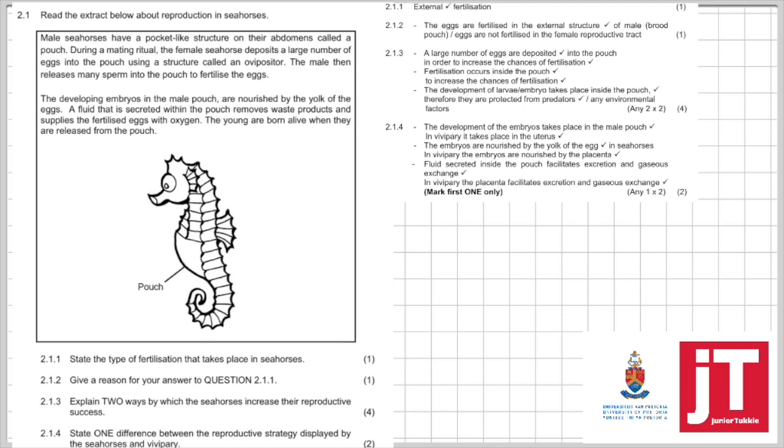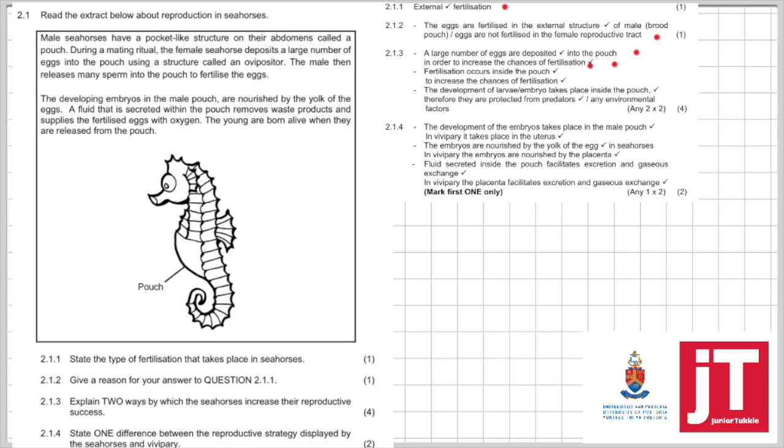From this information, state the type of fertilization that takes place. That's easy, external fertilization. Then they ask you, give a reason for your answer. Why? Because the eggs are fertilized in the external structure, it's fertilized in the male pouch. Okay. 2.1.3. Explain 2 ways by which the seahorse increases their reproductive success. Right here, there's a large number of eggs deposited in the pouch to increase the chances of fertilization.